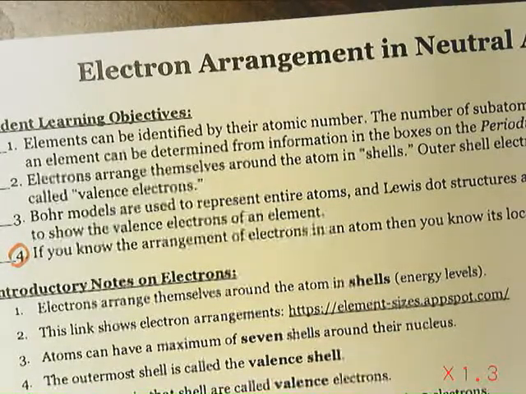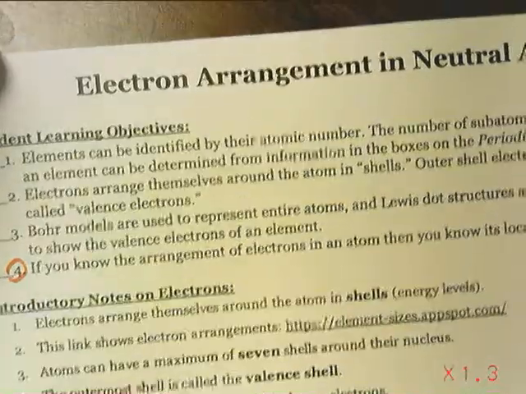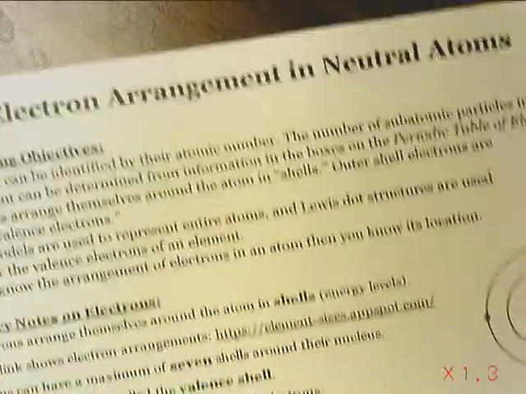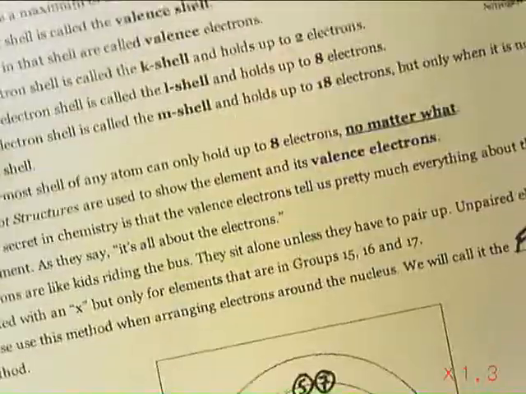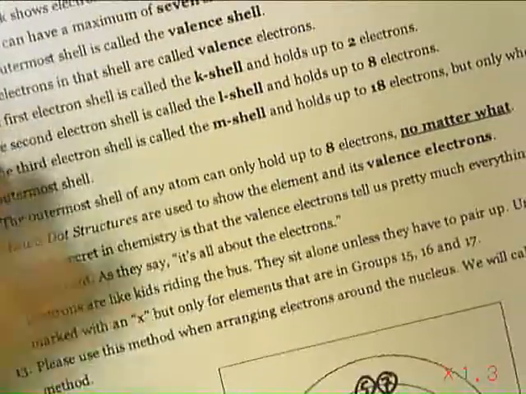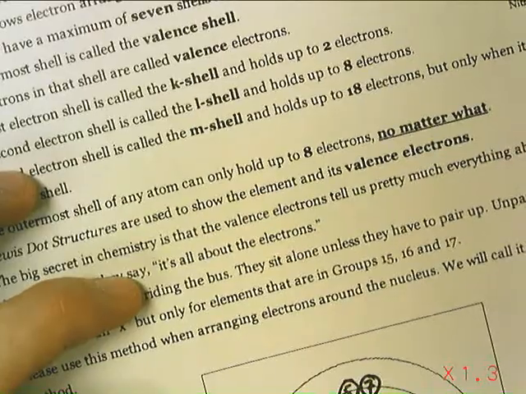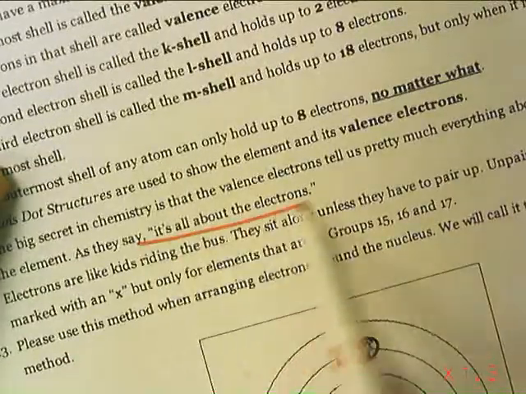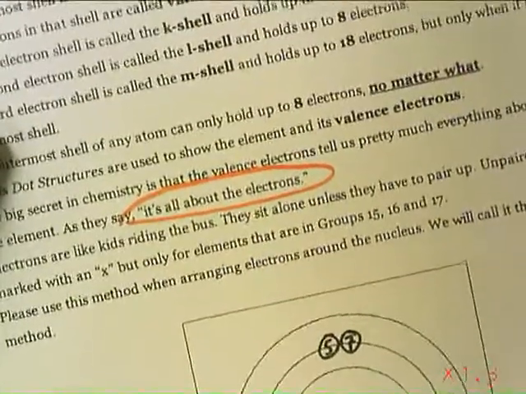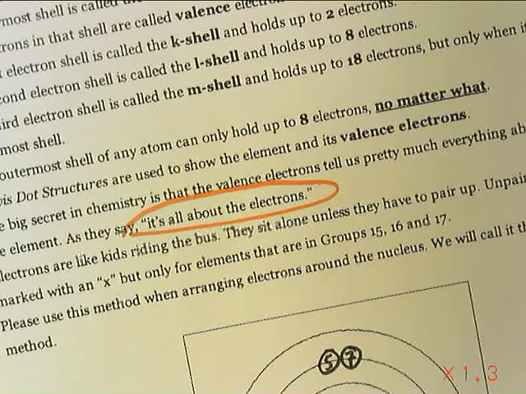Here's a tutorial review of the handout called Electron Arrangement in Neutral Atoms. If you ask a chemist why certain elements behave the way that they do and why they are found where they are on the periodic table, you'll probably get an answer similar to this one. It's really all about the electrons.